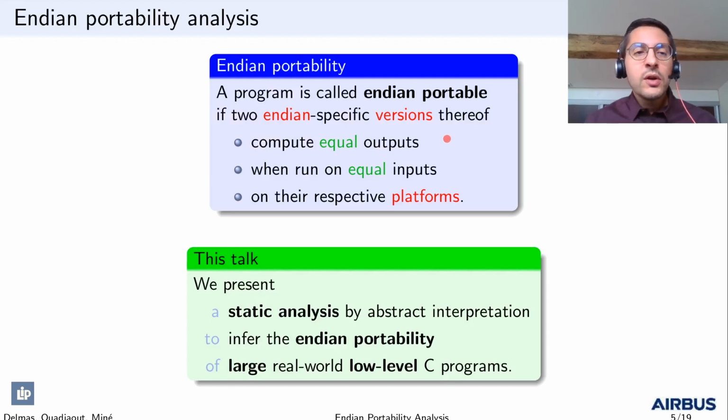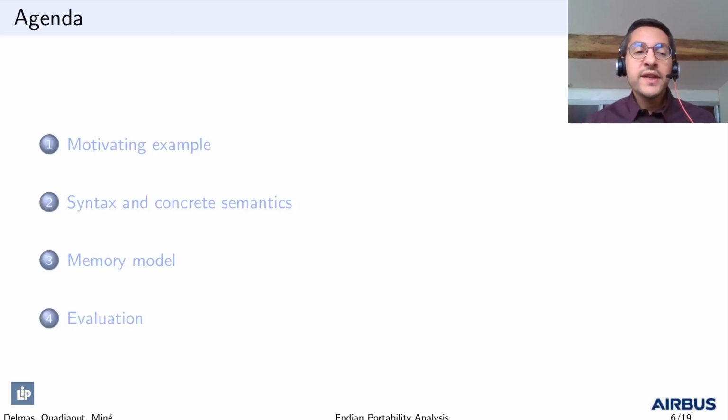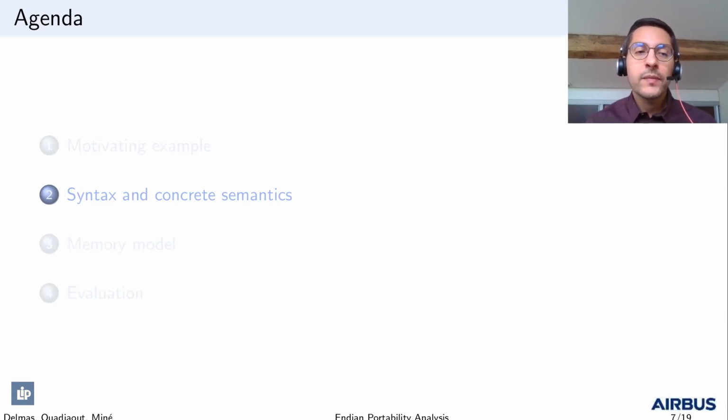We want to do Endian portability analysis. A program is called Endian portable if two Endian-specific versions thereof compute the same outputs when run on the same inputs on their respective platforms. In this talk, we present a static analysis able to infer the Endian portability of large, real-world, low-level C programs. After the example, let us present the syntax and semantics of the language.